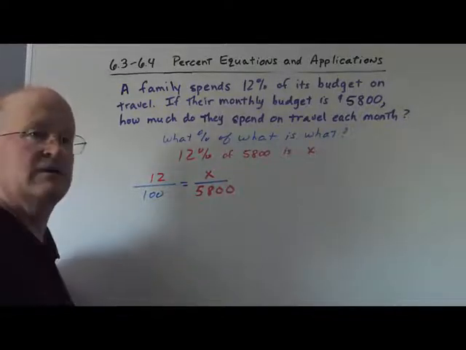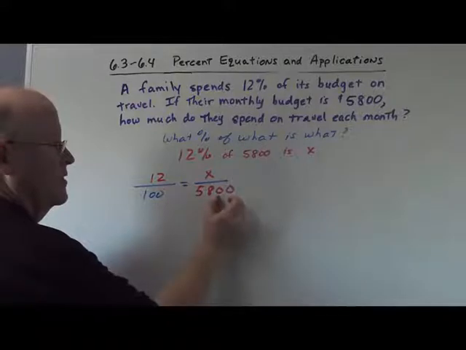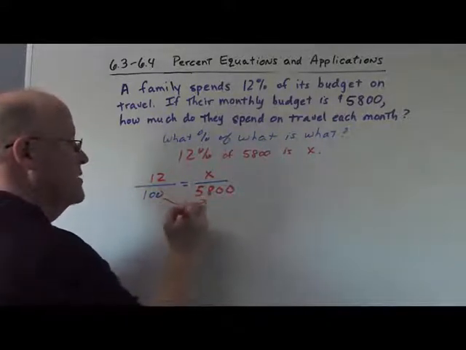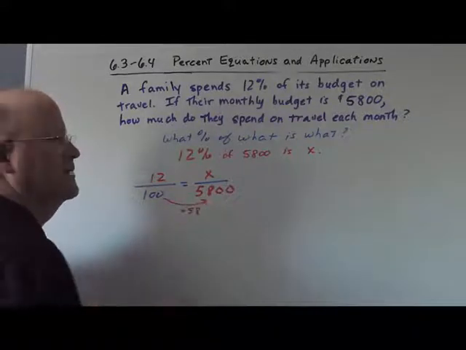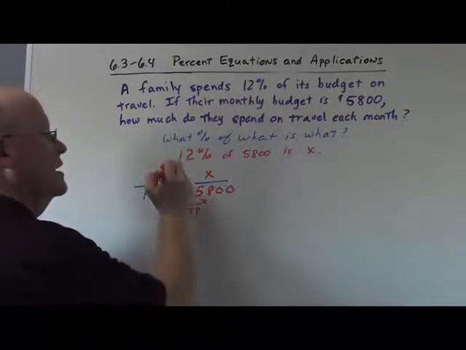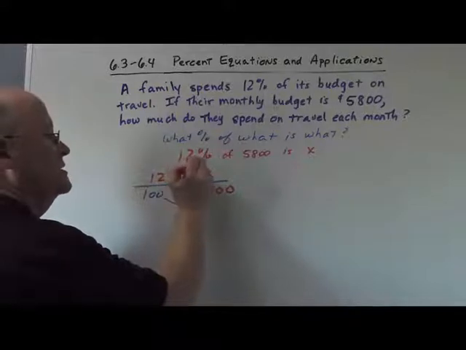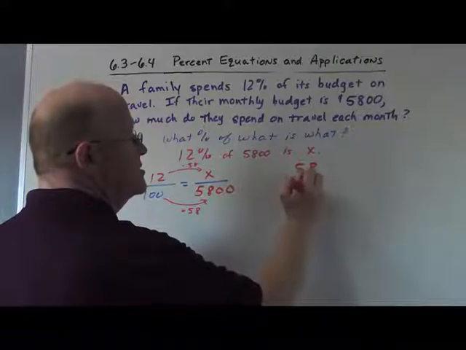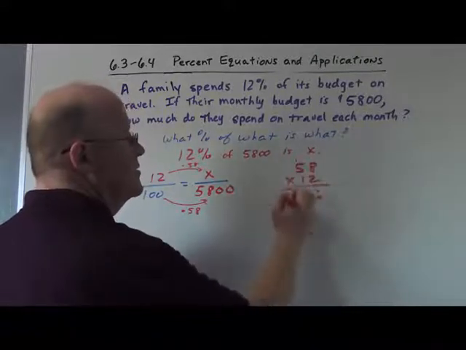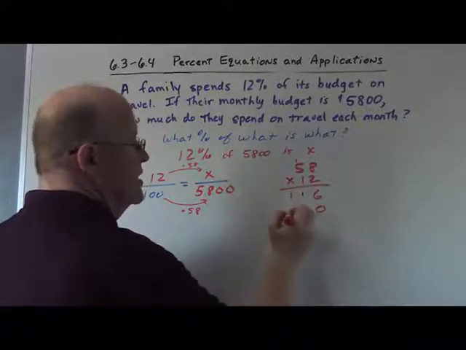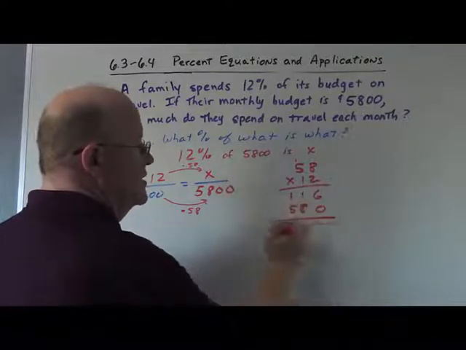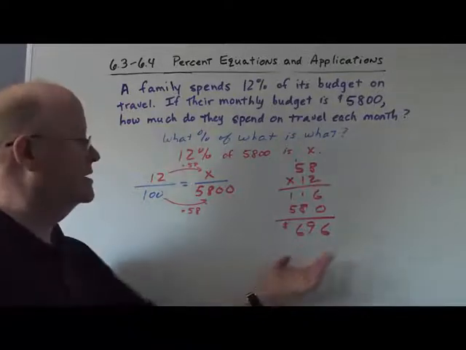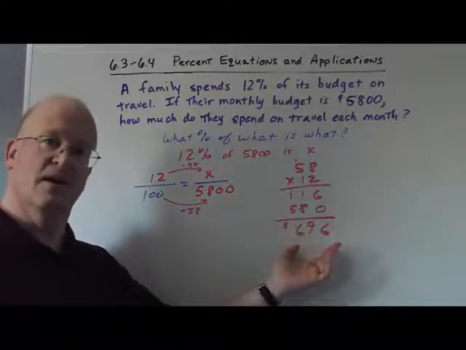Now, rather than cross multiply, I notice that the 5,800 ends in 2 zeros. So in this case, I can see that I'm multiplying by 58 in the denominators, and I can multiply by 58 in the numerators also. And if I do that, 58 times the 12: 16, carry the 1, put our 0 down, get 8, then 5, 6, 9, 6. That means that this family is spending $696 on travel each month.